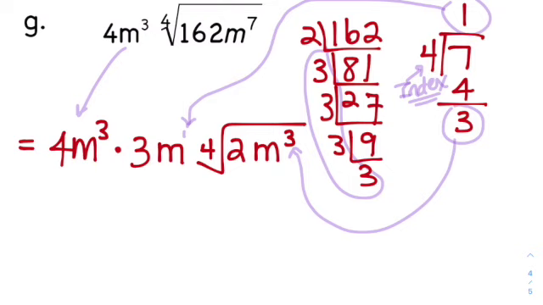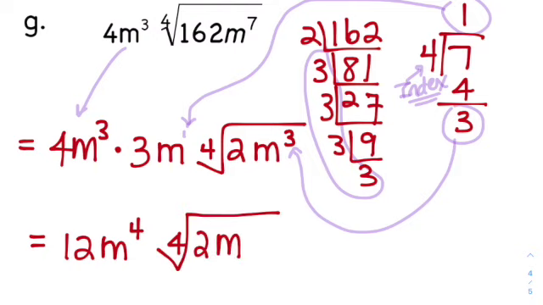Now I'm going to combine them all together. So numbers get multiplied together, so that's going to be 12. And I have m, 3, and 1, which gives me 4. I have a 4th root, the little check mark, which is the radical sign, 2m to the 3rd power.